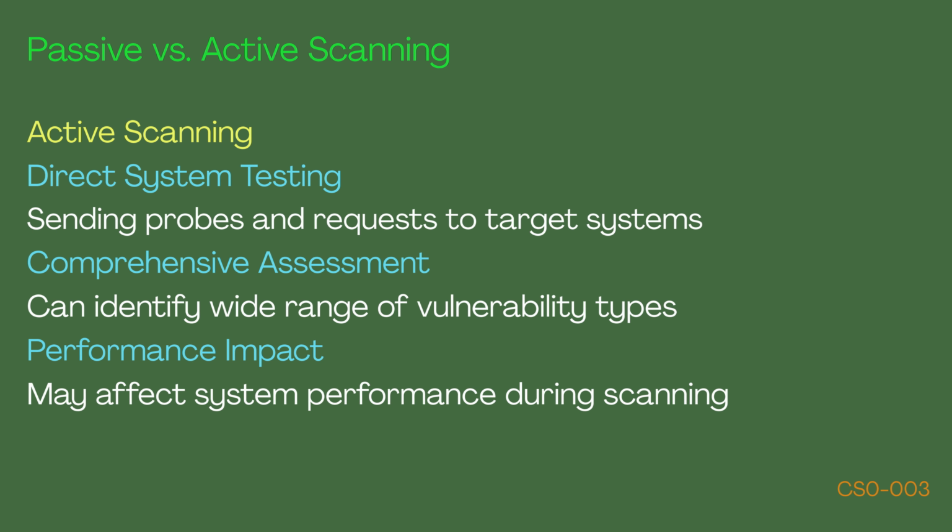Active scanning is direct system testing, comprehensive assessment, and performance impact. This is directly sending probes and sending requests to target systems. It provides more of a comprehensive assessment, being able to identify a wider range of vulnerability types. And because it has performance impact, it might affect system performance during the scanning, taking some of the power away.